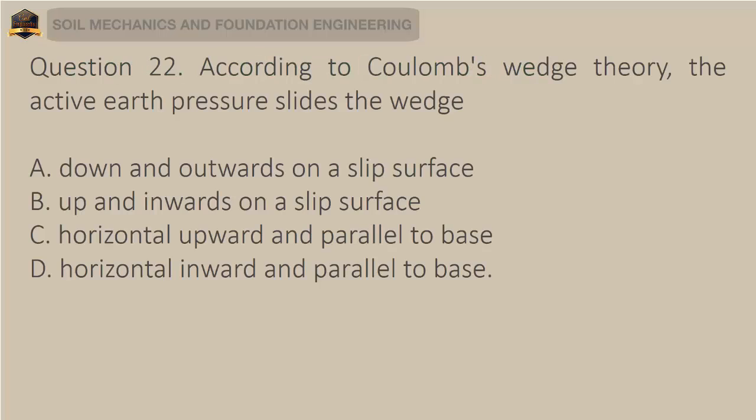Question 22. According to Coulomb's wedge theory, the active earth pressure slides the wedge A. Down and outwards on a slip surface. B. Up and inwards on a slip surface. C. Horizontal upward and parallel to base. D. Horizontal inward and parallel to base.